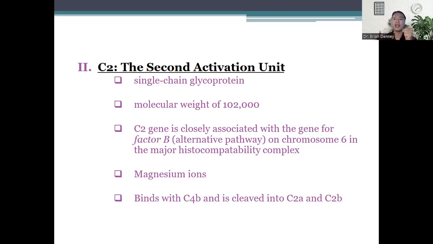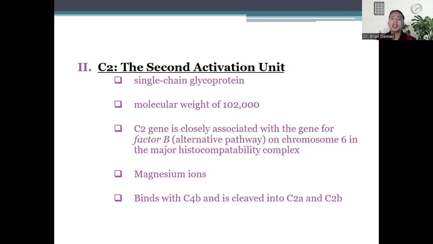This is also known as C3 convertase. Again, C4b plus C2a forms a compound known as C3 convertase, or C4b2a with a bar on top. Remember, I mentioned that in nomenclature. If you put a bar on top, that means that specific component of the complement has an enzymatic activity. So why is it called C3 convertase? I will answer that question in the next few slides.